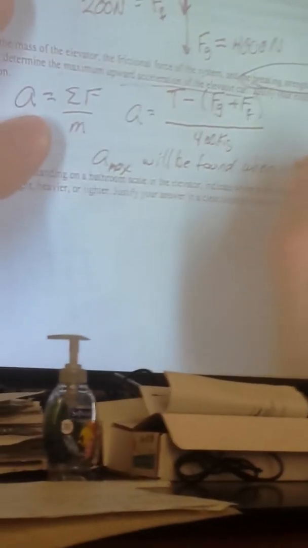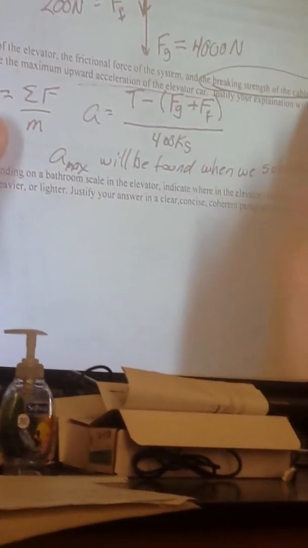Okay. So guys, in terms of our free body diagram, what is our acceleration? 2 meters per second. When we substitute the breaking strength of the cable for tension, that's the point at which you're in big trouble, right? And that'll be the maximum acceleration you'd be able to have.